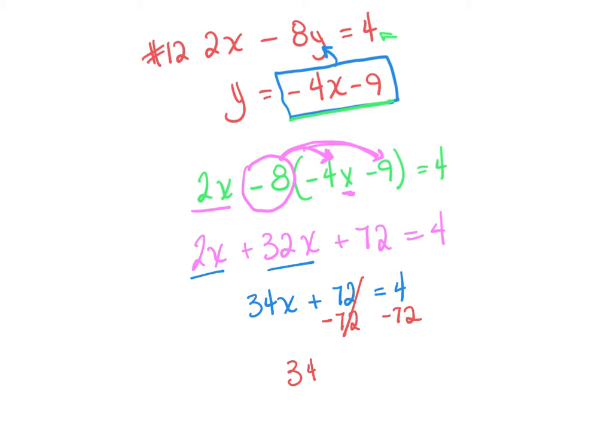So we have 34x. Remember, when you're subtracting like this, you have a positive and a negative. You can say 72 minus 4, which gives us 68. And because the 72 was negative, we're going to say negative 68 there. And this is where we're going to divide. We're going to divide both sides by 34. So x equals negative 2.